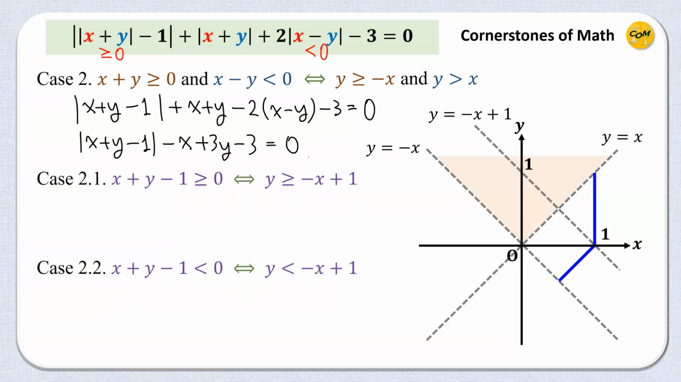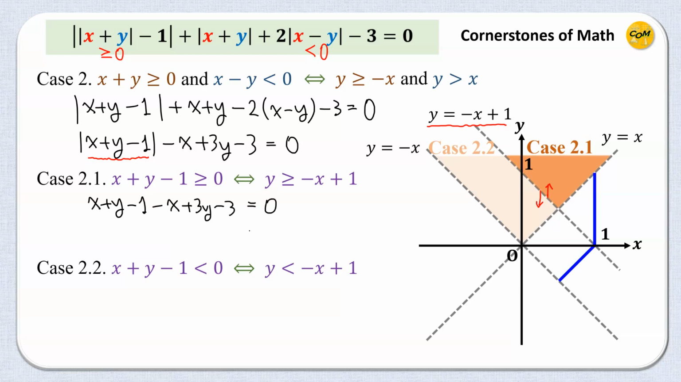And now we need a secondary case division, which is the same as case 1 by the way, since we have the same expression x plus y minus 1 here. So it is above or below this line y equals minus x plus 1. Hence we have these two regions. So for case 2.1, we have x plus y minus 1 minus x plus 3y minus 3 equals 0, which gives 4y minus 4 equals 0. So we have y equals 1. So we have the graph of y equals 1 here.